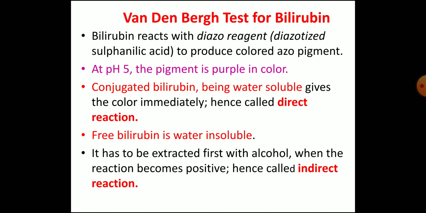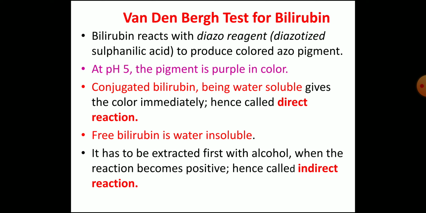Free bilirubin is that which is produced immediately after the catabolism of heme, and that is present in the plasma. It is unconjugated bilirubin, so it is water insoluble. Then it has to be extracted first with alcohol. When the reaction then becomes positive, hence it is called the indirect reaction.